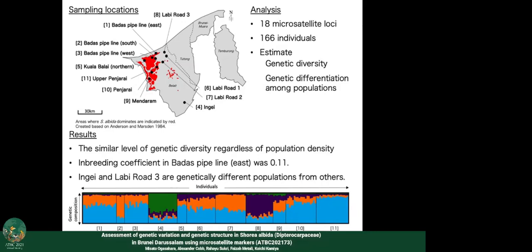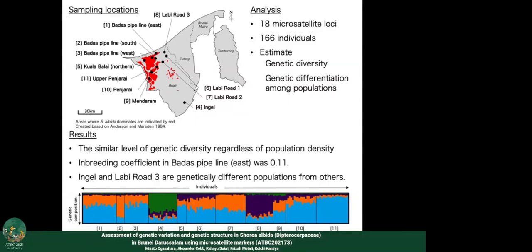The third is that population number 4, Inge, and population number 8, Labi 3, are genetically different populations from others. The below figure was obtained from clustering analysis. Bars in this figure indicate the genetic composition of each individual. This clustering analysis shows that individuals from Inge or Labi 3 populations belong to different clusters.